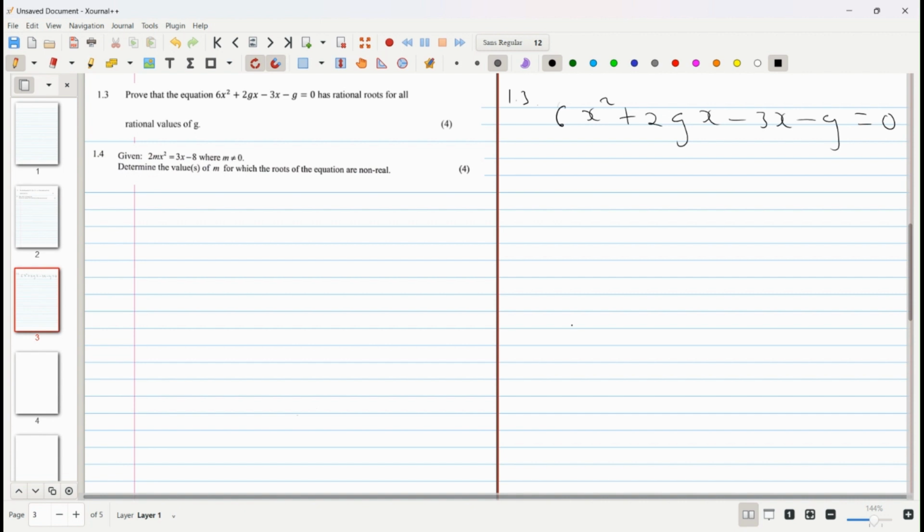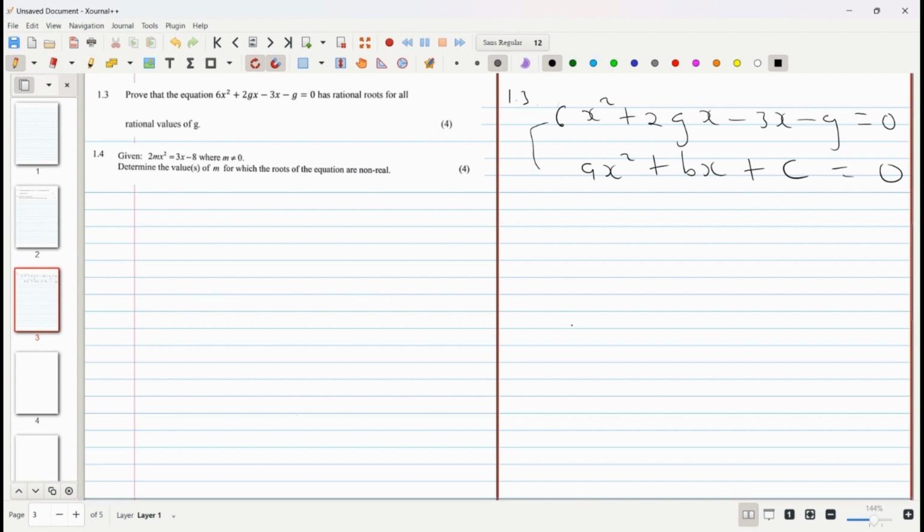What's the standard form? We know that it's ax squared plus bx plus c equals 0. So we know this is the standard form for the quadratic equation. So let's write this equation here into its standard form.